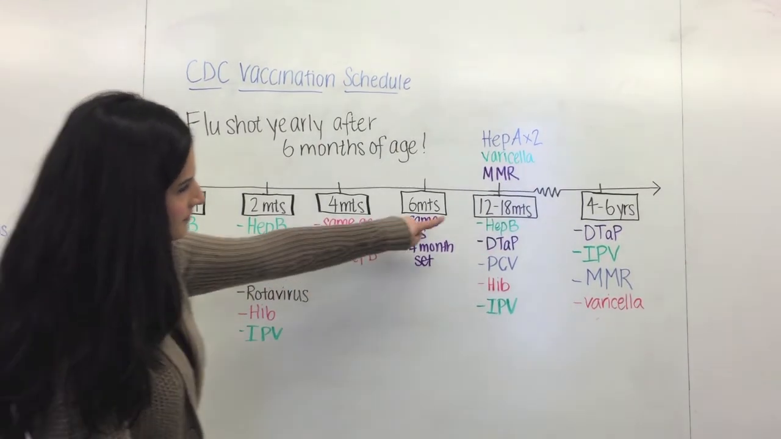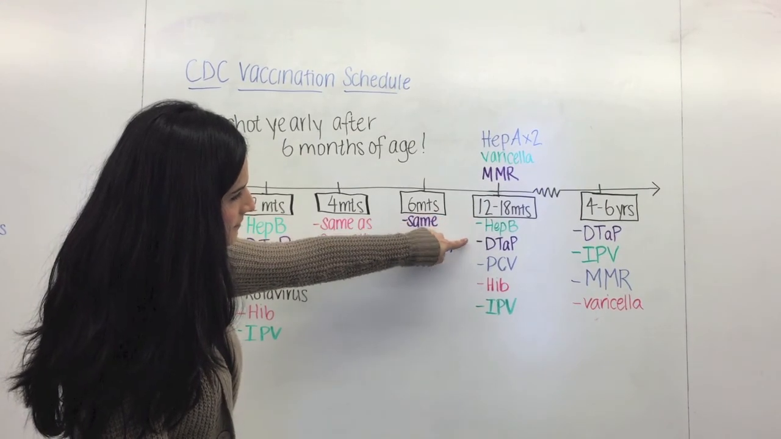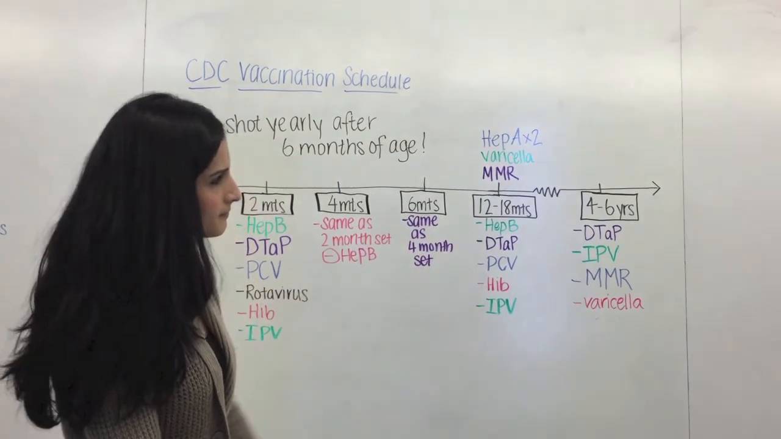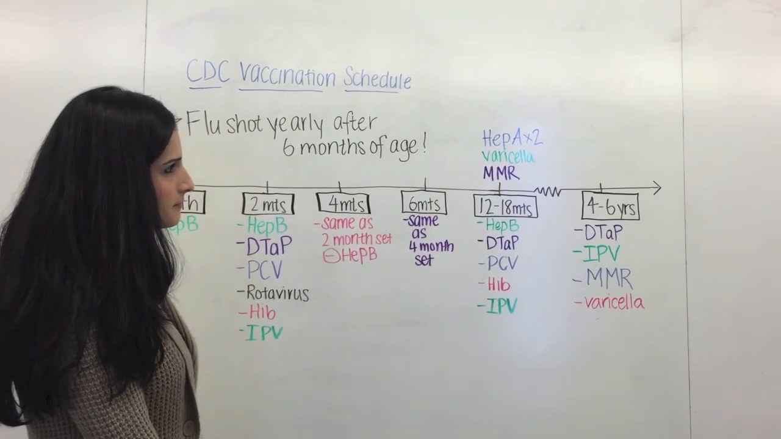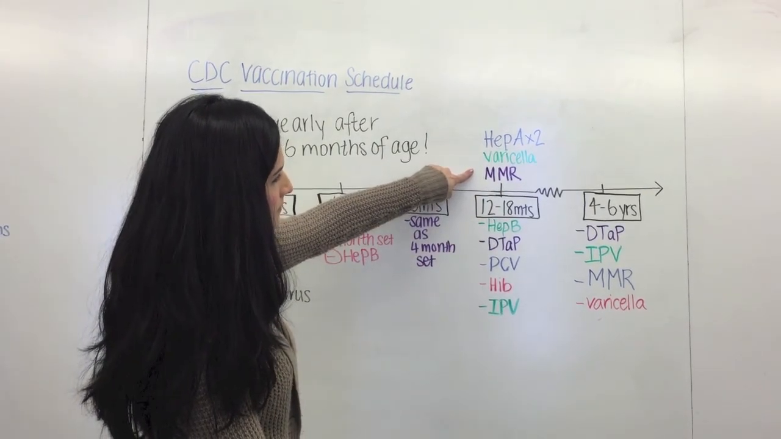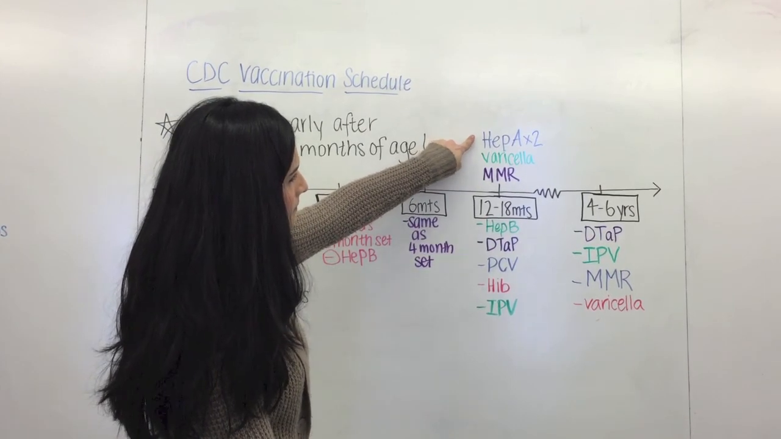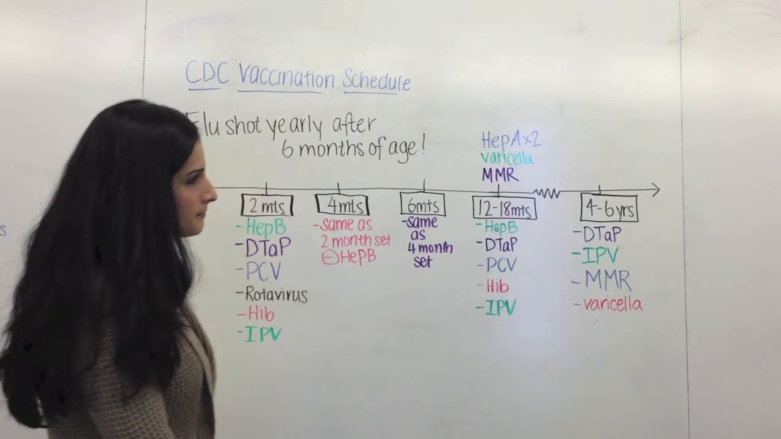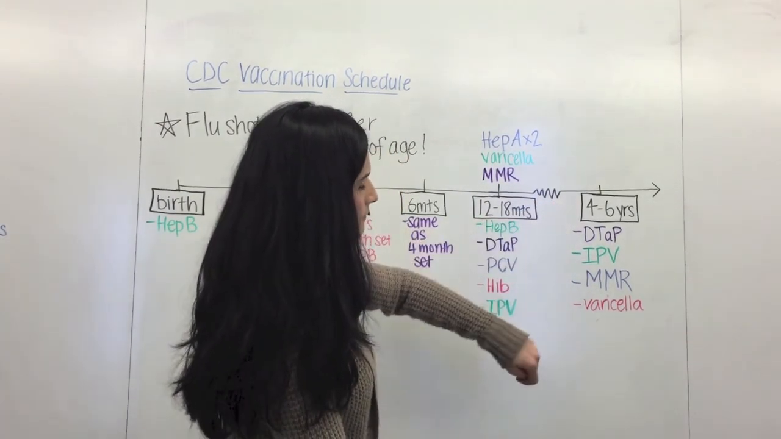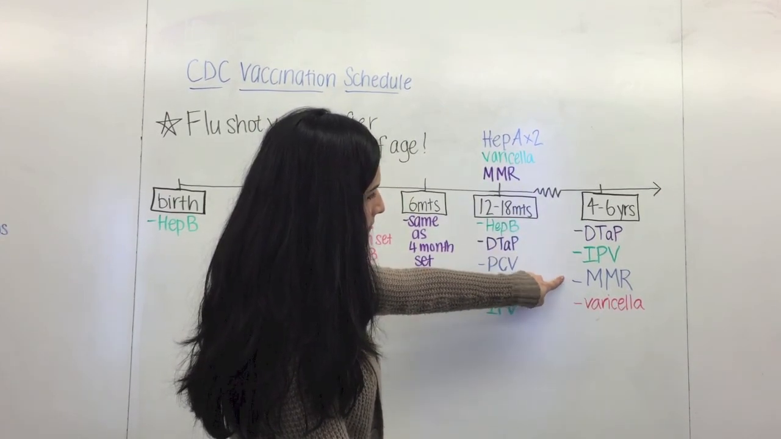At 12 to 18 months, the baby or child now receives Hep B, the DTaP, the PCV, the Hib, and the IPV. In addition, these children now receive the MMR vaccine, which is the measles, mumps, and rubella vaccine, the varicella vaccine, which protects against chickenpox, and 2 doses of the Hep A vaccine given 6 months apart. At 4 to 6 years of age, the child now receives another dose of the DTaP and IPV vaccines, as well as the MMR and varicella.